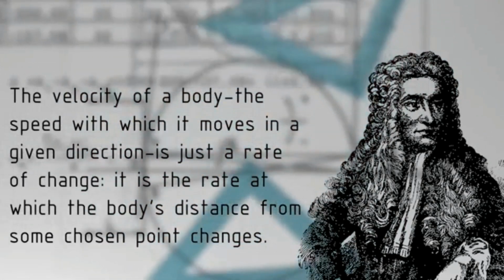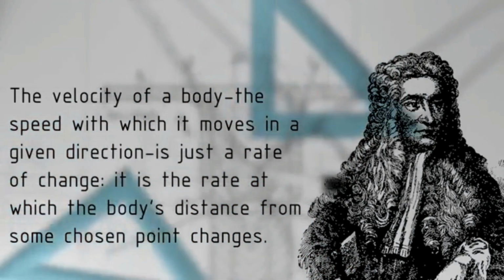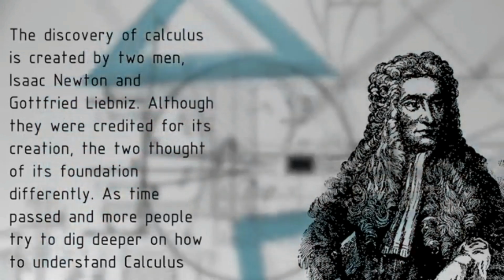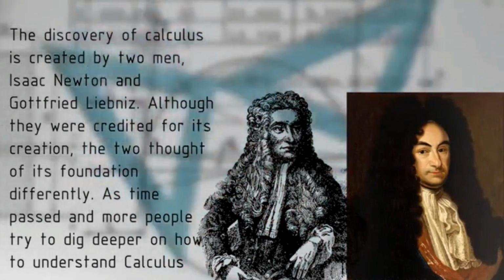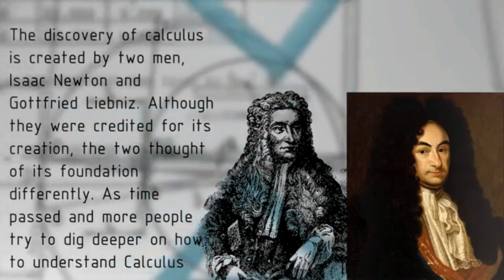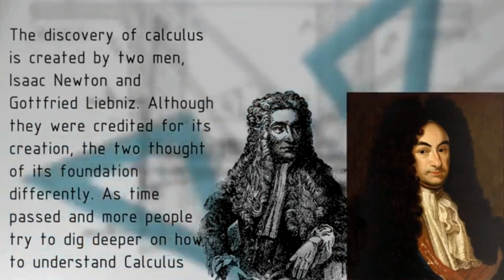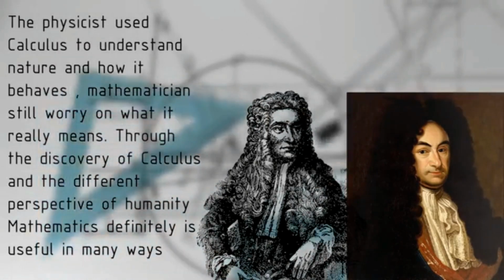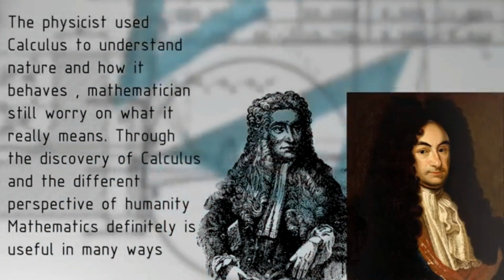The velocity of a body, the speed with which it moves in a given direction, is just a rate of change. It is the rate at which the body's distance from some chosen point changes. Calculus was created by two men, Isaac Newton and Gottfried Leibniz. Although they were credited for its creation, the two thought of its foundation differently. As time passed and more people tried to dig deeper into how to understand calculus, the physicists used calculus to understand nature and how it behaves. Mathematicians still worry about what it really means.